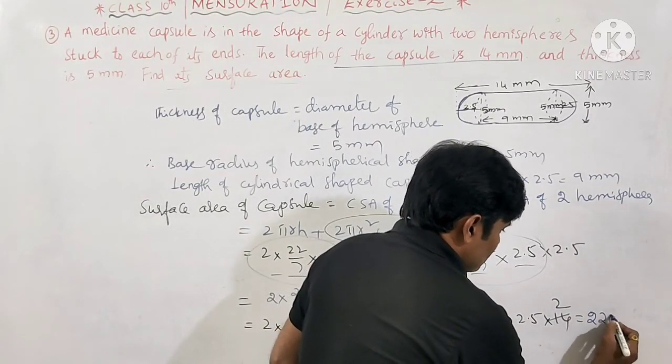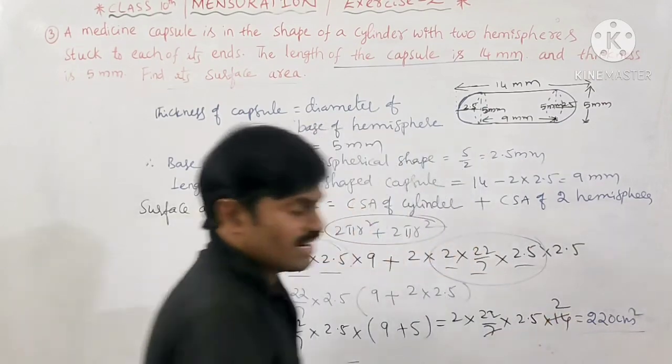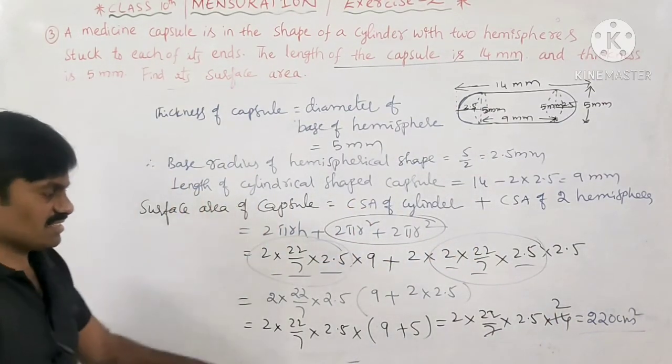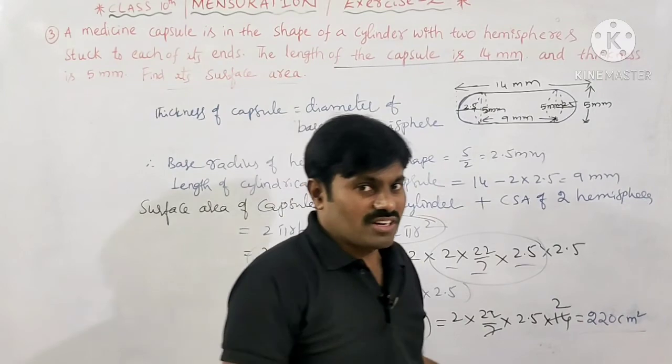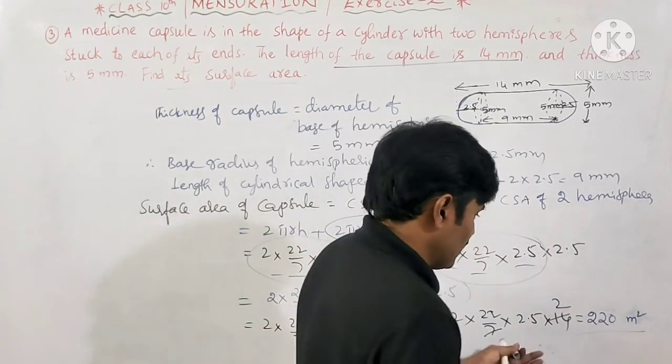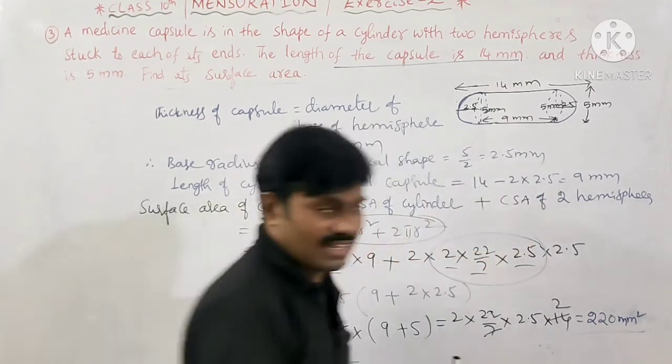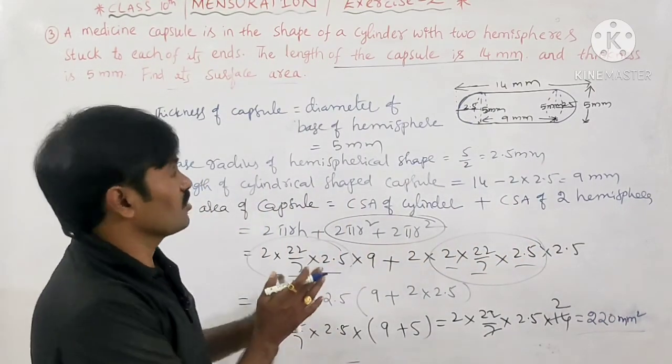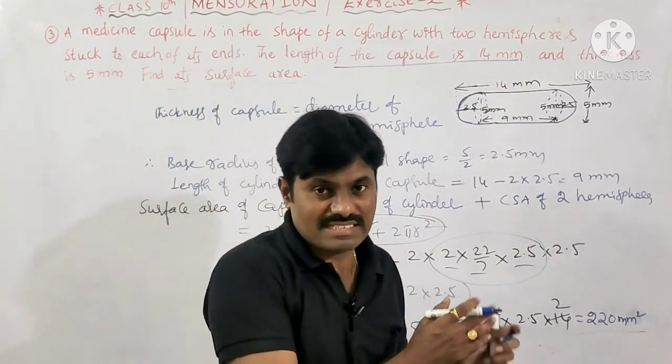This is the final answer. So 220 is the correct answer. I am sorry, 220 millimeters square. 220 millimeters square is the answer. Clear? This is the solution of question number 3 of exercise 2.